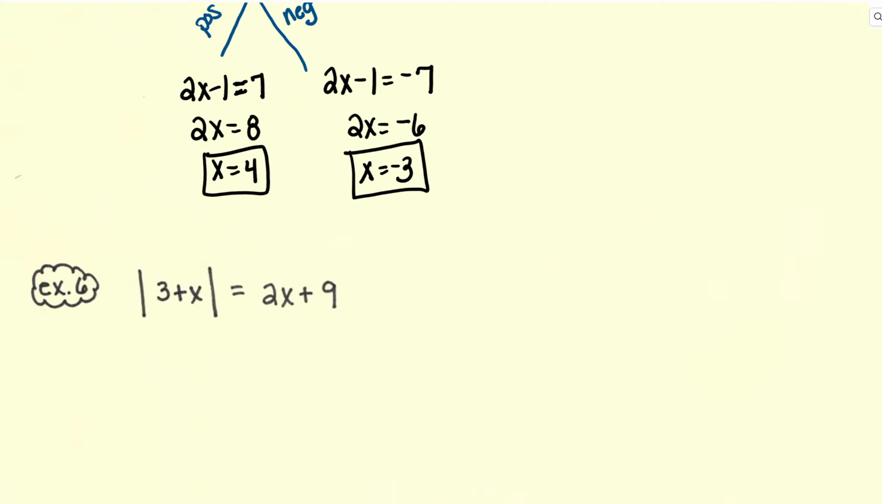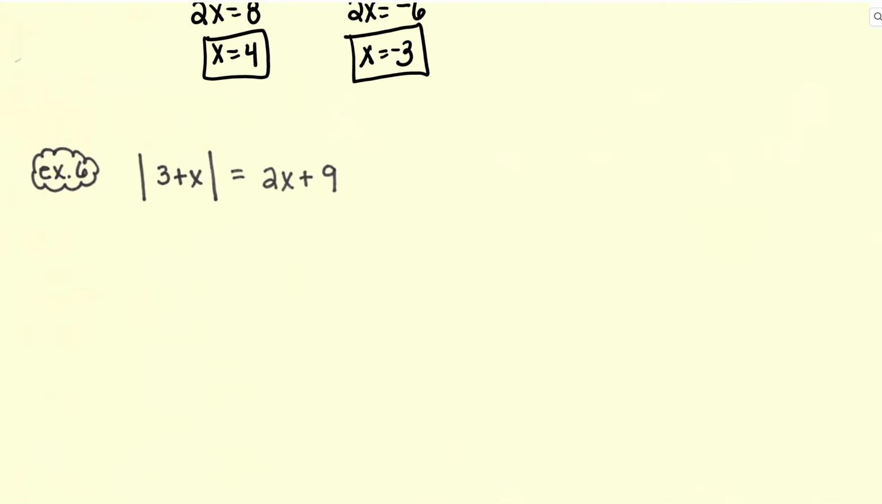All right, let's look at example 6. In this example, we have variables on both sides. When you have variables on both sides, you must check your answers. You have to check your answers. That's because you're introducing an unknown over here on this side. Therefore, it changes what could be happening.